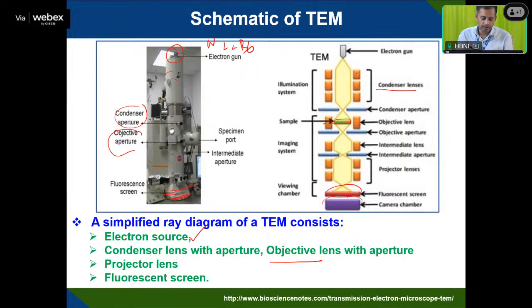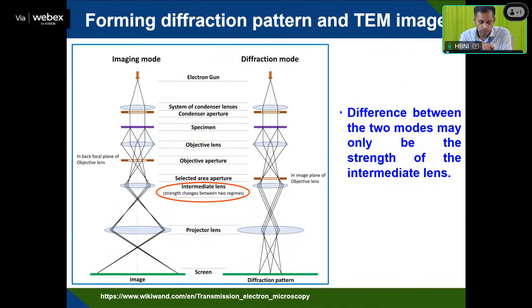In the case of the EDAX detector, which lies somewhere on this side, the electron beam scatters and the X-ray produced from there is used for EDAX analysis using this TEM EDAX. As I told, imaging and diffraction are the two things possible in a transmission electron microscope.